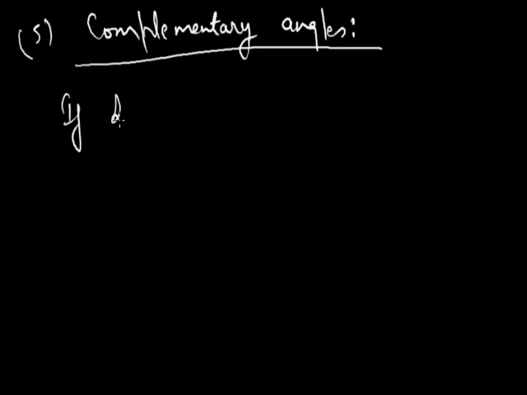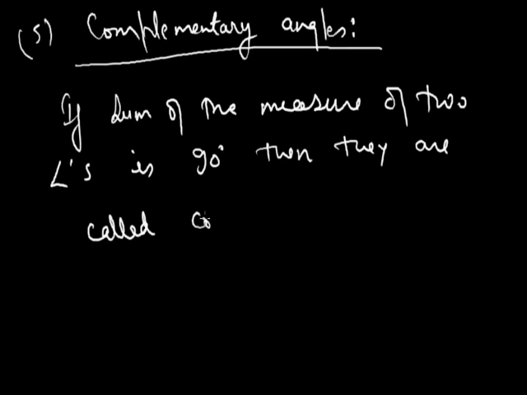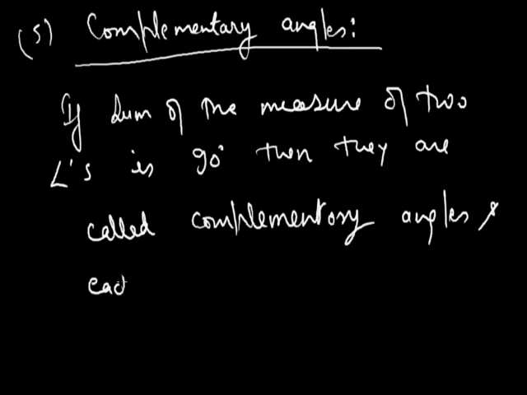If the sum of the measure of two angles is 90°, then they are called complementary angles and each one of them is the complement of the other.